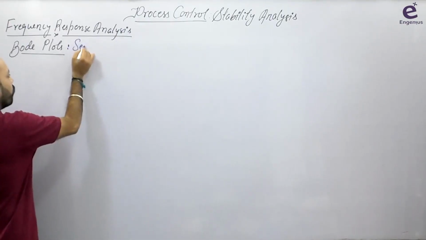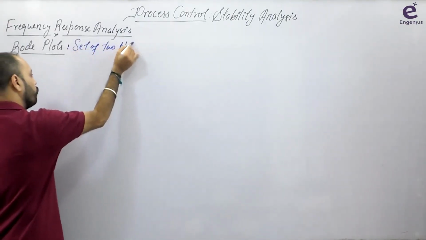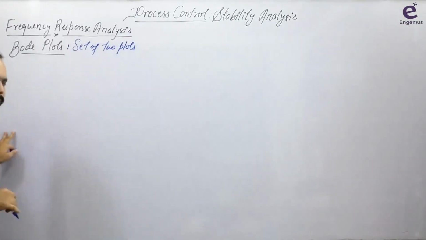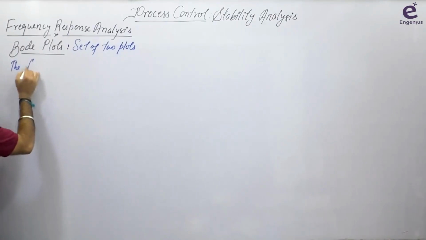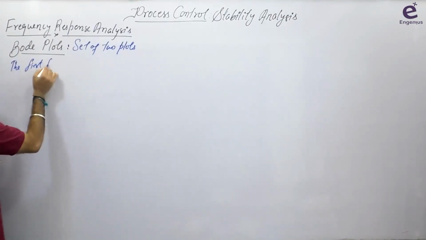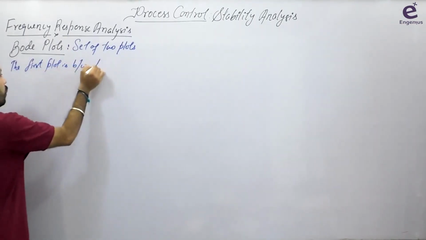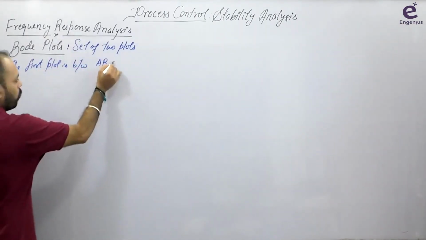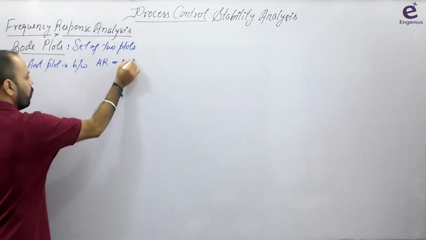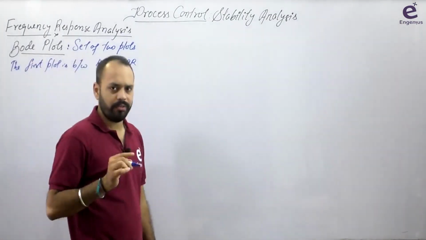Set of two plots. Both of them are called Bode plots. Okay. The first plot is between AR, amplitude ratio, or MR. Now, what is MR? MR is called magnitude ratio. What is magnitude ratio? I will discuss.